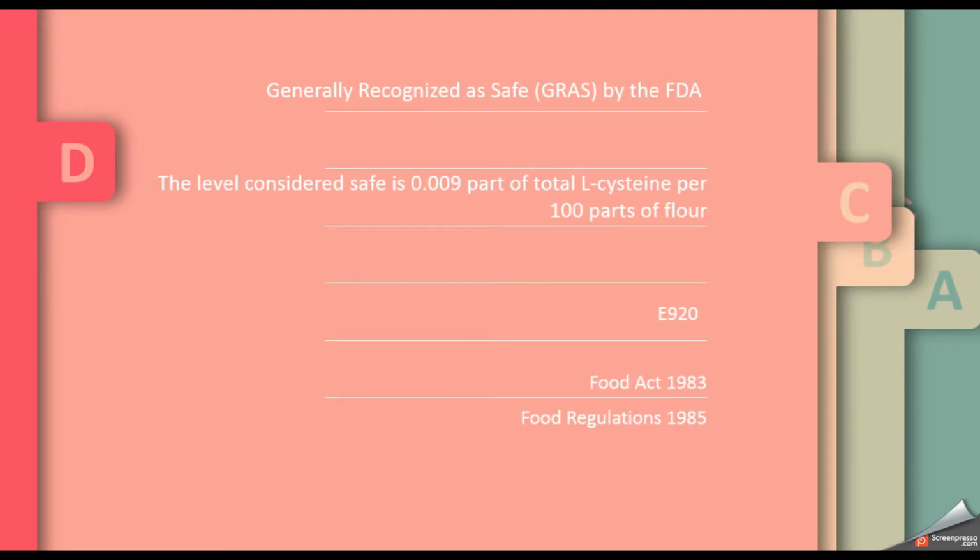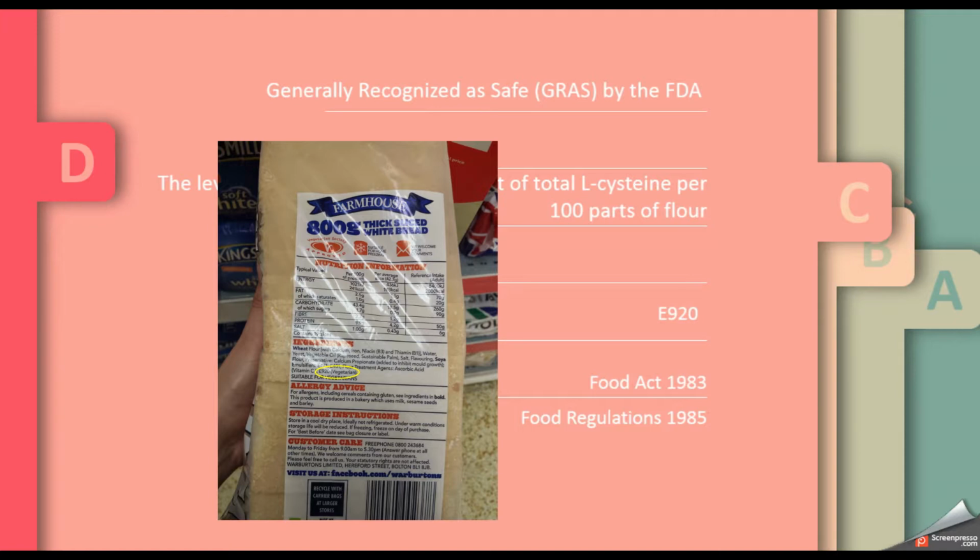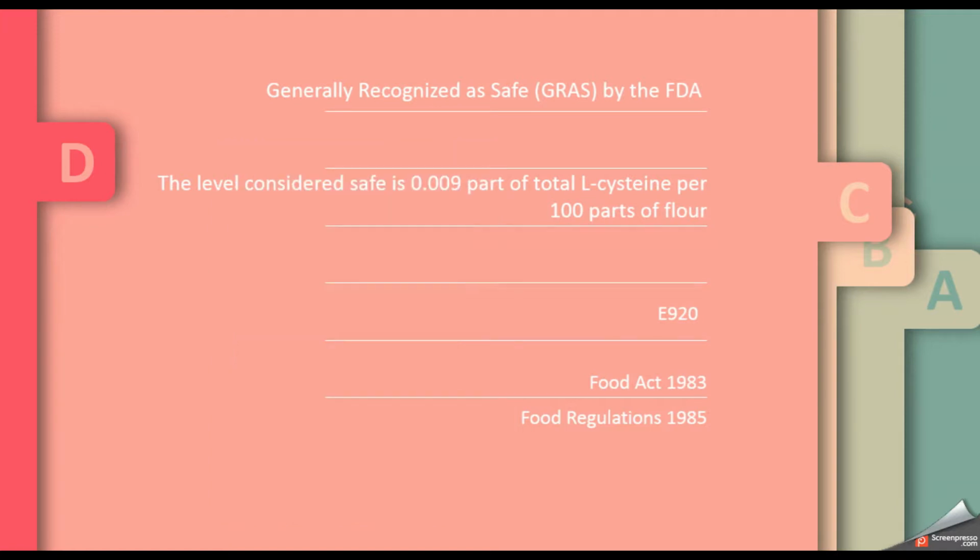As you can see from this picture of bread from a UK company named Warburton, L-Cysteine is clearly labeled by E920. So, the problem with L-Cysteine is that it is sometimes listed on food labels, but it is not made mandatory. This is because L-Cysteine is regarded as a processing aid, which is not required to be labeled under the Food Act 1983 of Malaysia. Furthermore, the use of L-Cysteine was allowed in wheat flour for bread making, as stated in the Food Regulations 1985, without the need to specify its source, which concerns Muslim consumers.